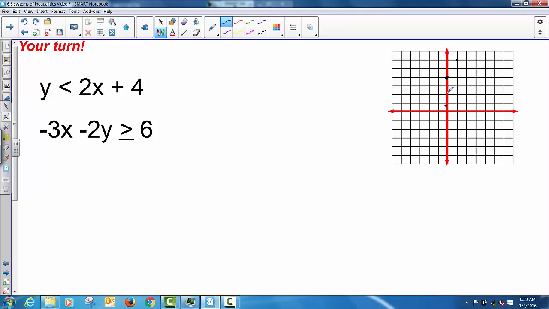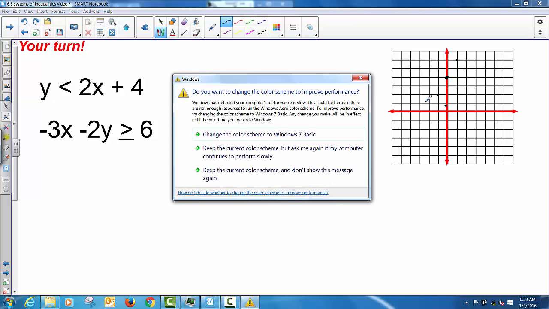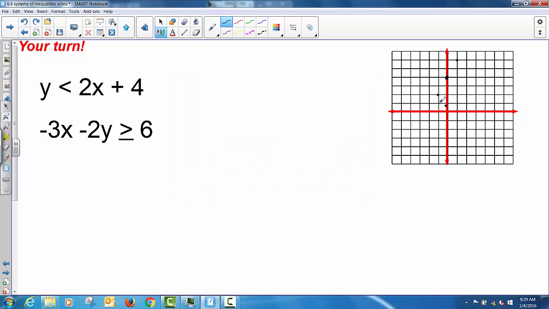Okay, down 2 and left 1, down 2 and left 1, and finally there. Draw that. It says less than, but it does not say or equal to.